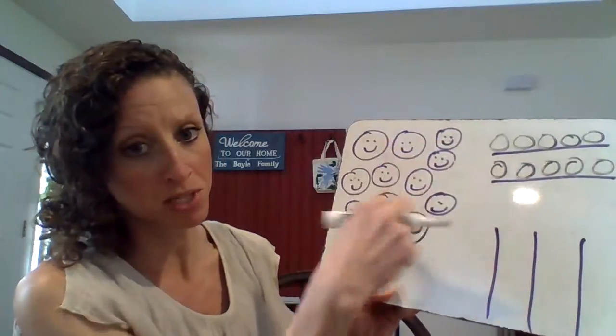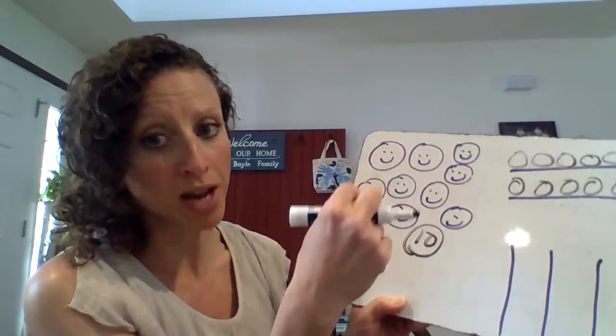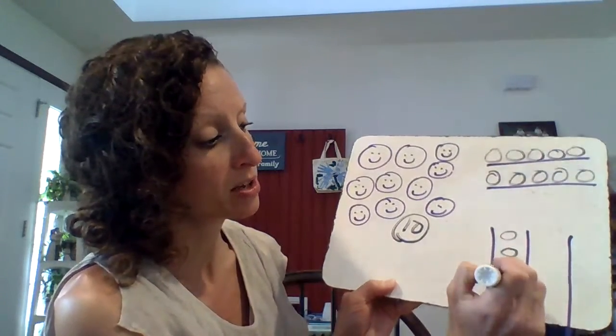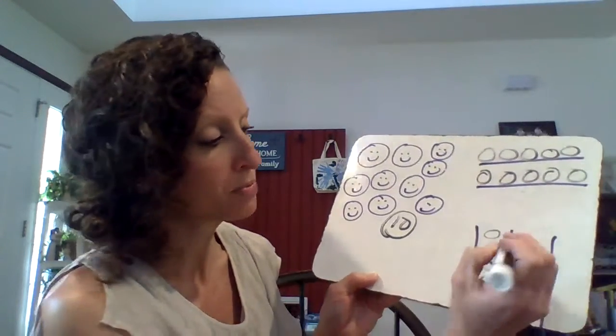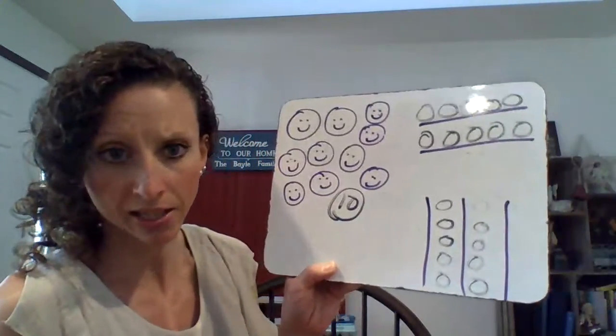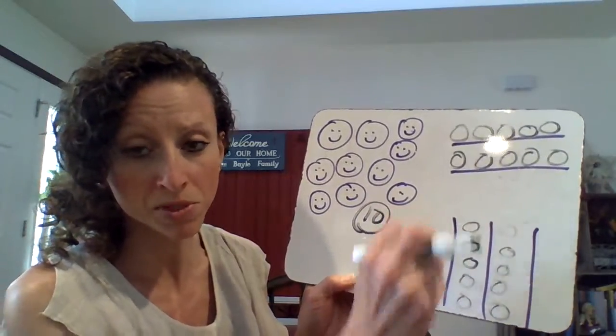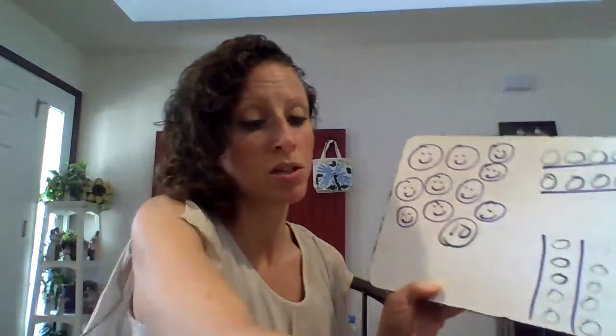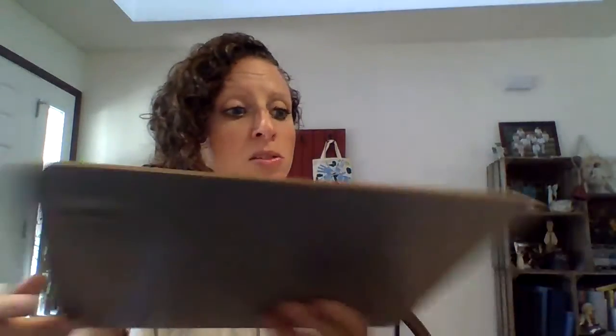I have to split up these 10, and we know 5 plus 5 is 10. So I'm going to go 1, 2, 3, 4, 5 in the first column, and 1, 2, 3, 4, 5 in the second column. Okay, so that's 2 columns of 5. This is 2 rows of 5. Rows, your boat goes side to side. Columns, up and down. Okay, let's take a look at your problem set and see how you do with this.